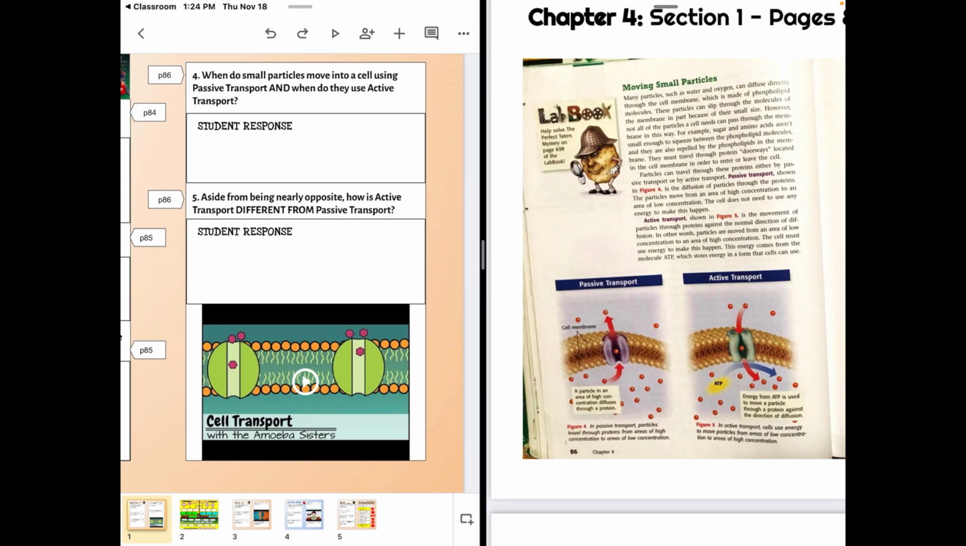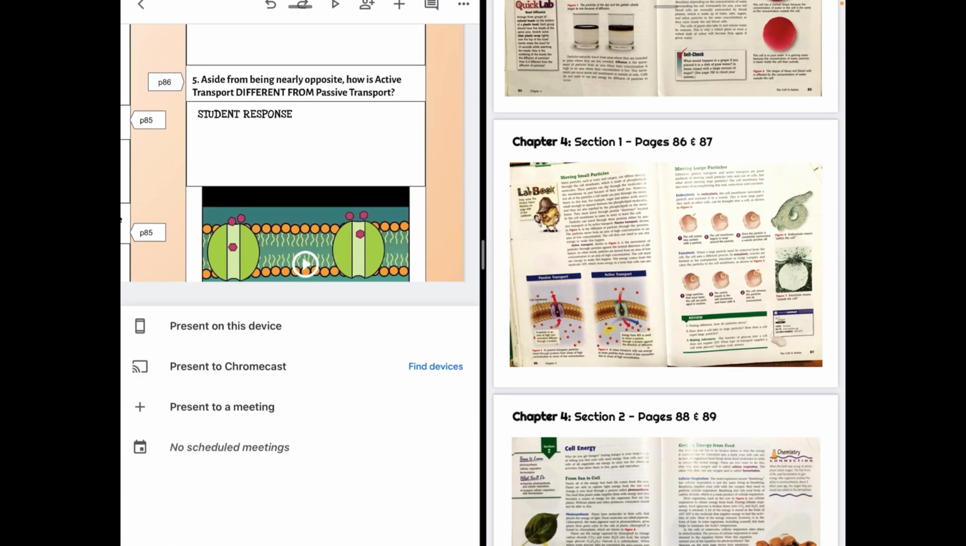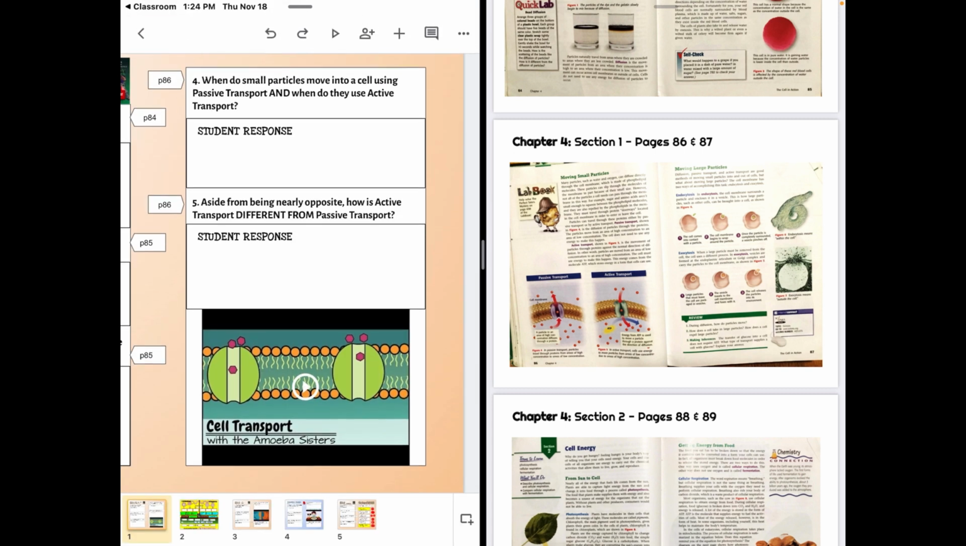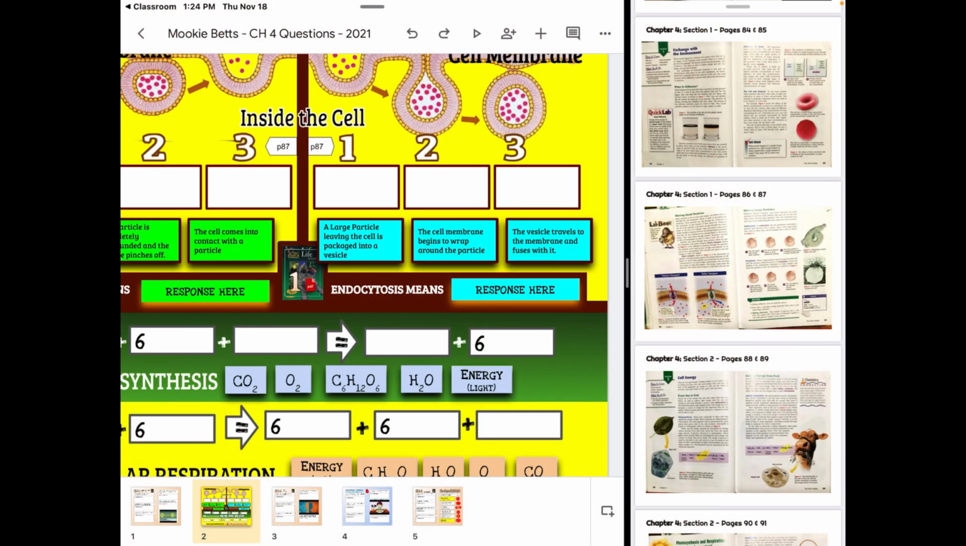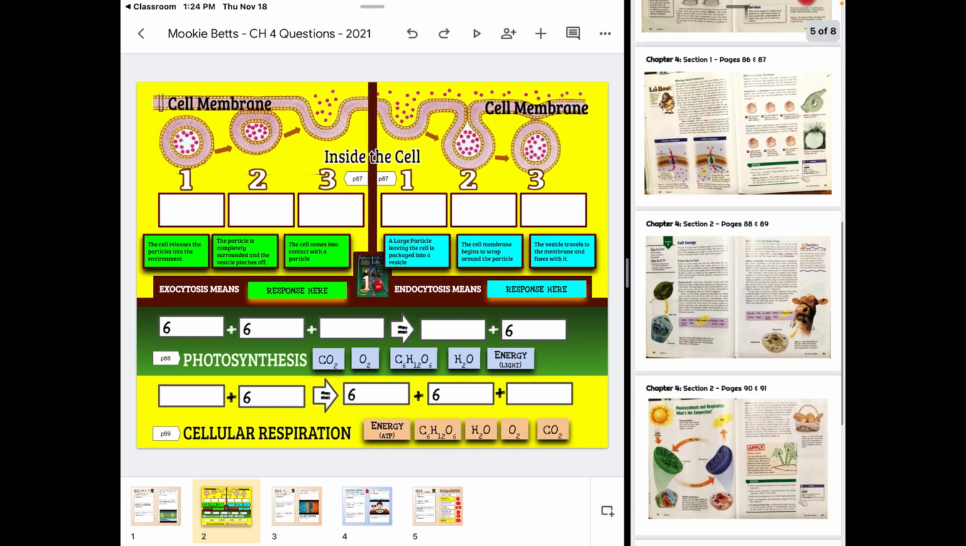The video you can also find on my website if the video doesn't play well, but if you press the play button, you can present on this device and play the YouTube video on your device. The next slide is a little trickier. So we have parts that we need to match.